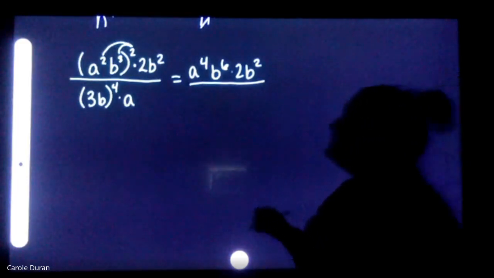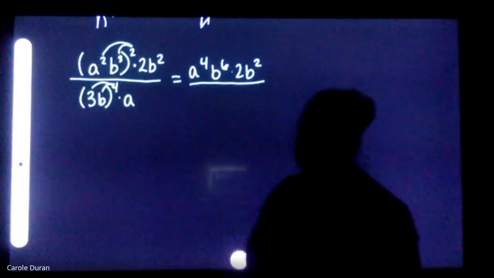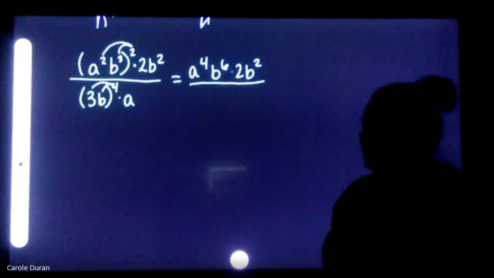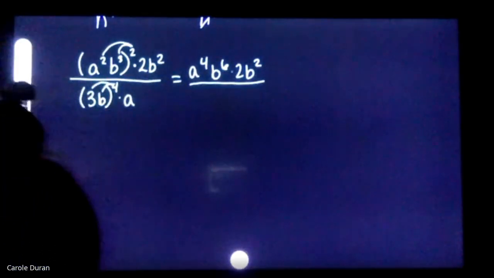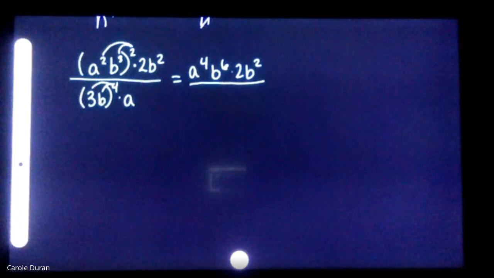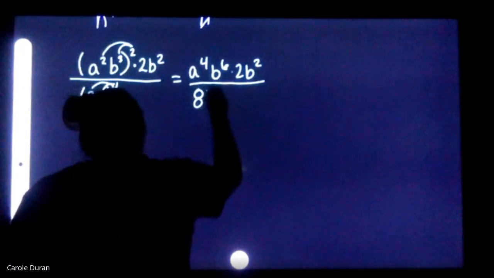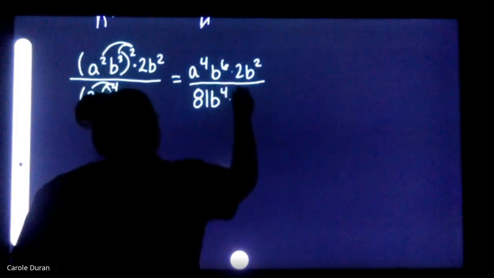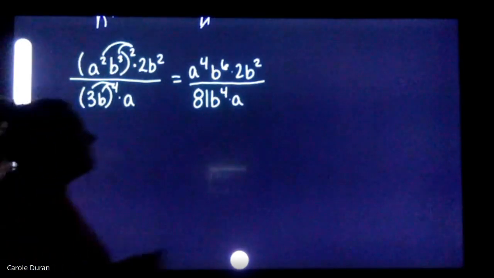I do the same thing in the denominator. This 4 goes to each term inside of my parentheses. So I have to do 3 to the fourth. What's 3 to the fourth, everyone? 81. So I get 81 and then b to the fourth times a. I am not finished simplifying my numerator because I still have b's up there that I can put together, but my denominator is ready to go, okay?